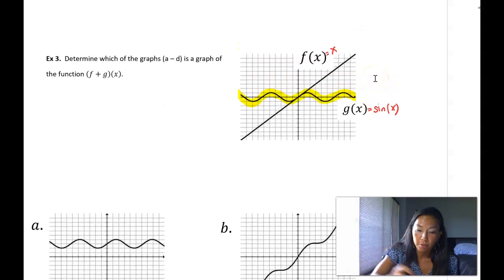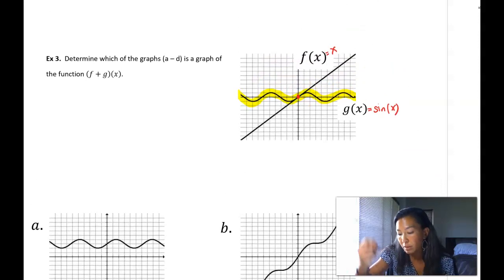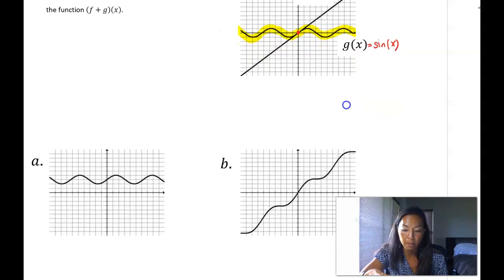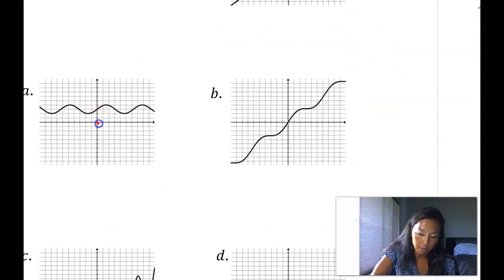I like to pick nice points. So for example, the point that I would pick here would be 0. You see the outputs over there? 0 plus 0 is going to be 0. So I immediately can say that this is not the output for A. I can cross off A.